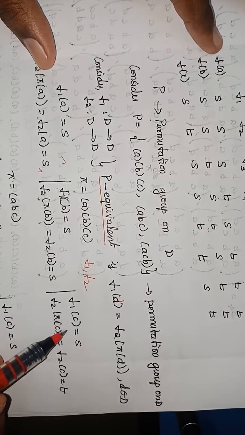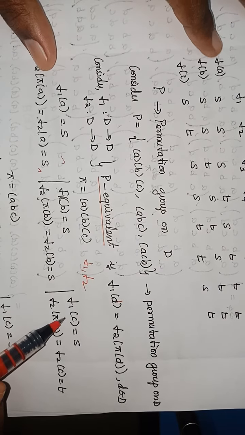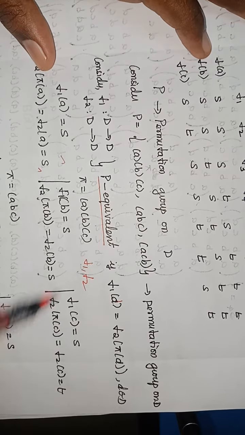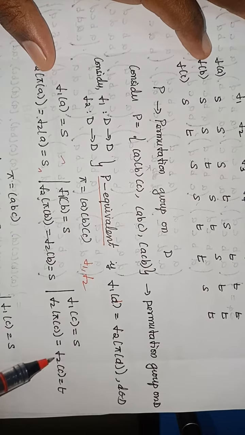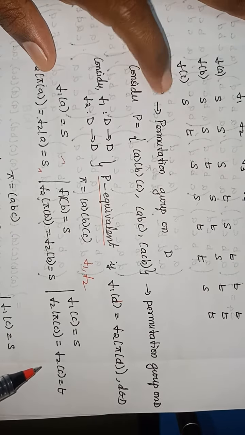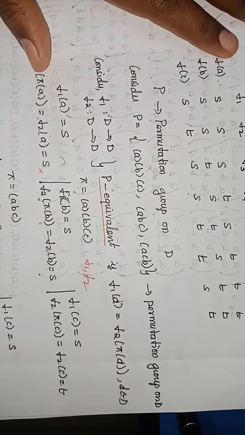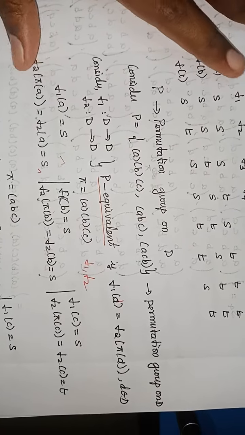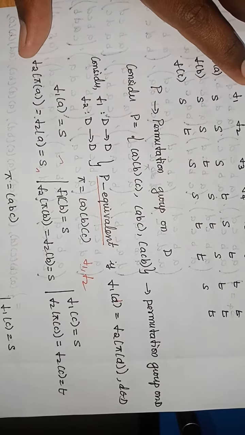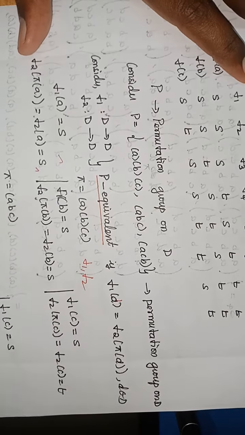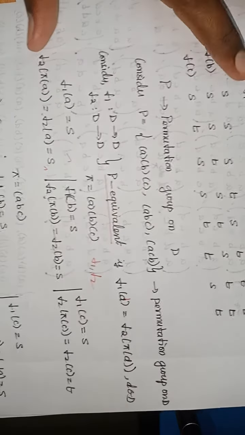Coming to C, the last element. f1 of C is S. f2 of pi of C, C maps to C. f2 of C is T. These two are not equal. So at one point, that is at C, the condition is not true. Therefore these two are not P equivalent.